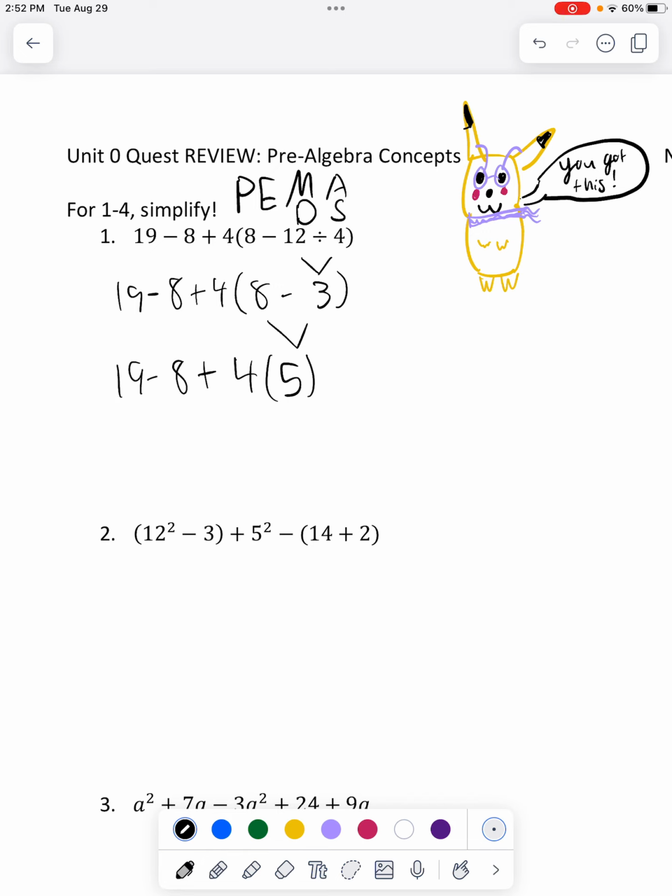Now, whenever a number is next to the parentheses like this 4, that means multiplication. And so despite any temptation to add the 8 and the 4 first or do the 19 minus 8 first, it's actually the 4 times 5 that comes next. From there, we're just going to work left to right because addition and subtraction happen at the same speed. So 19 minus 8 is 11, and 11 plus 20 is 31.